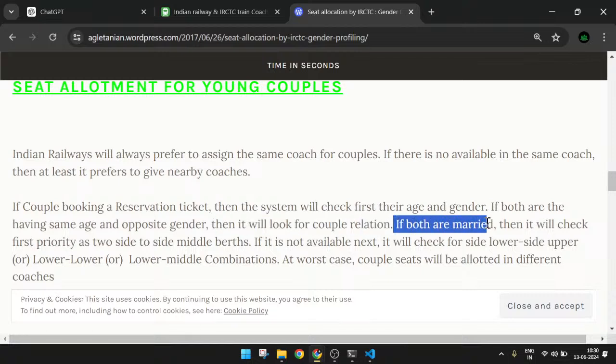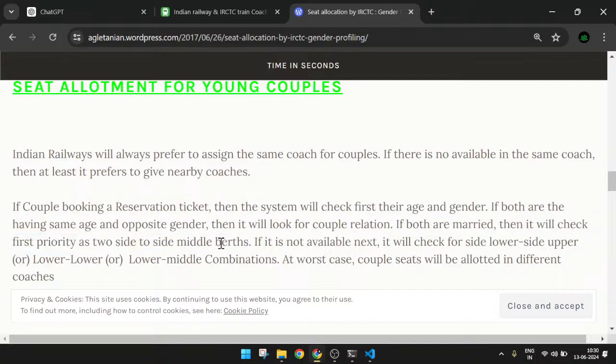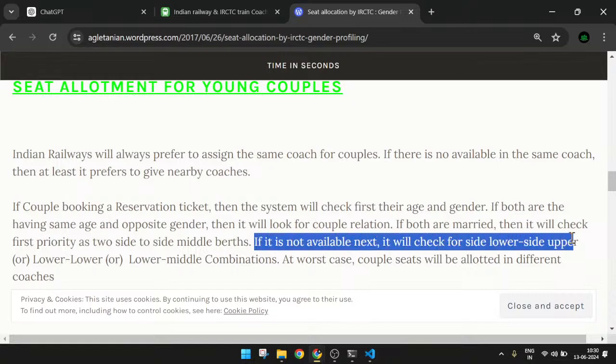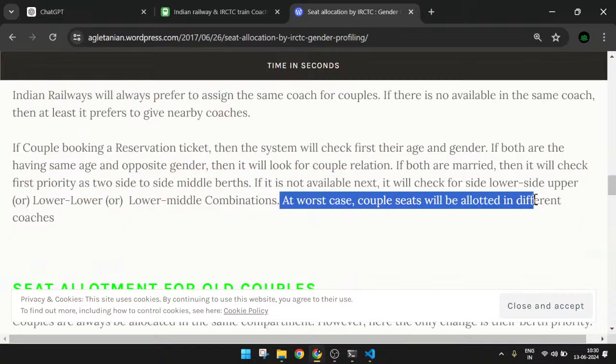Okay. If both are married, then it will check first priority as two side-to-side middle berths. If it is not available, next it will check for side lower, side upper, etc. At worst, the couple seats will be allocated in different coaches.